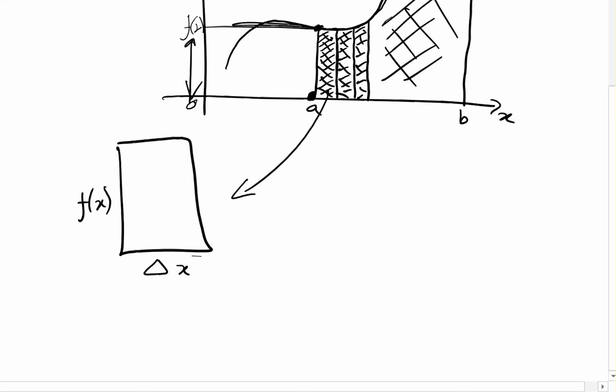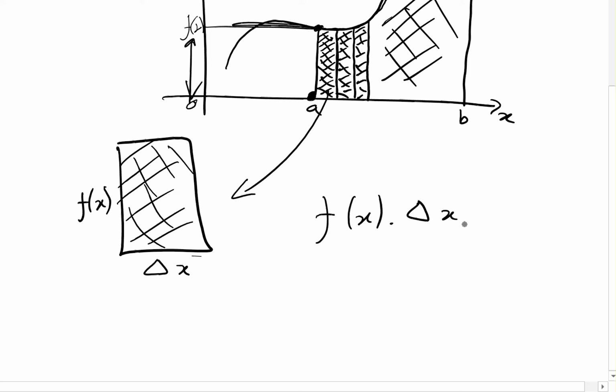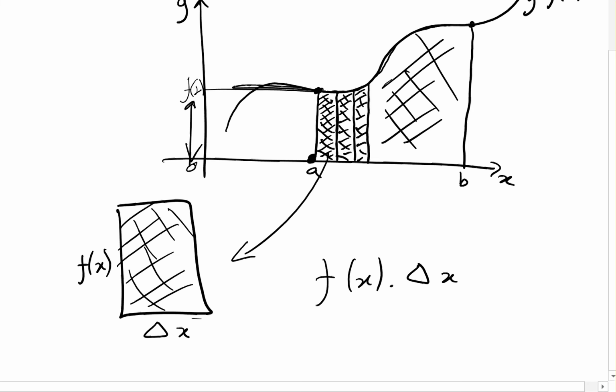Okay, so that's kind of what's going on here. Basically what we're going to be doing is taking this area. So how do we work out the area? It's just going to be length times width, effectively, or height times width. So it's going to be f of x times our change in x. Okay, and basically this is just one rectangle.